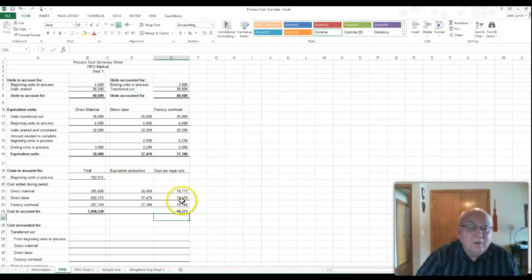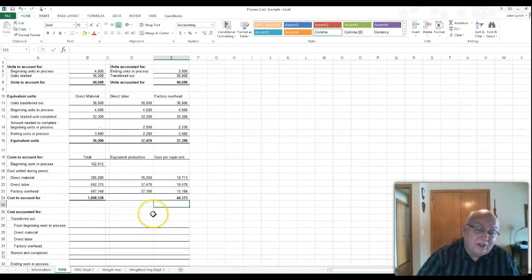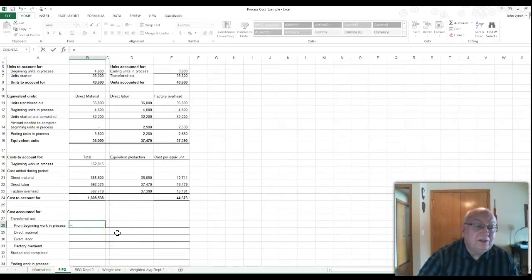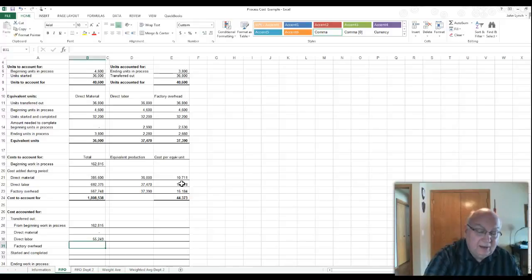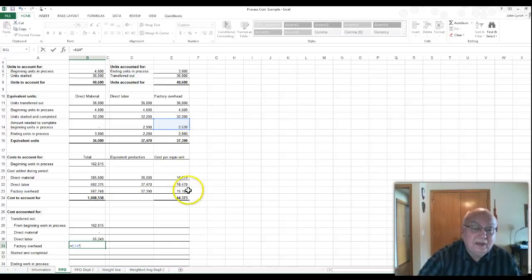You notice on this one, we do not include the beginning units in process, because all we want is the cost for this month. Okay, so for this part down here, this is simply equal to the same number that we had up there, 162,815. Now normally I don't put anything in here, but I'm going to, because this is equal to the amount you needed to complete times your cost per unit, which of course would be 0. For the direct labor, you have the 2990 times the cost per equivalent unit. And for the factory overhead, it's the 2530 times the equivalent unit cost of 38,416.